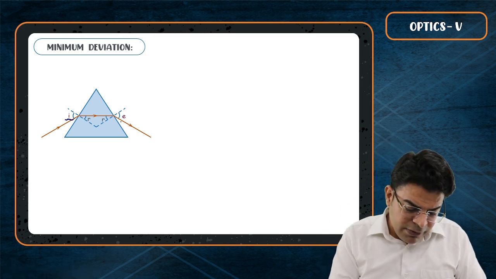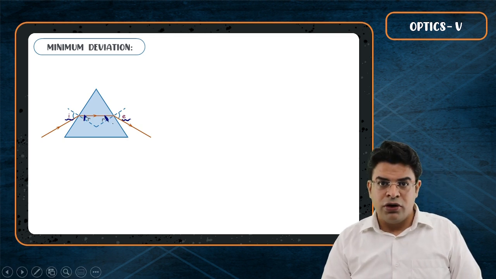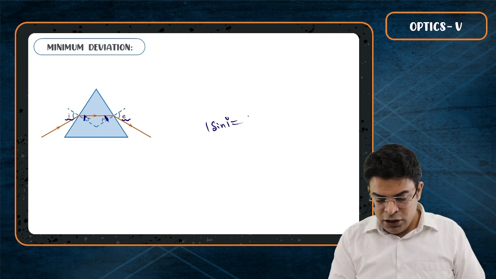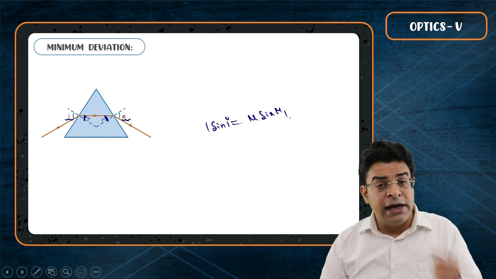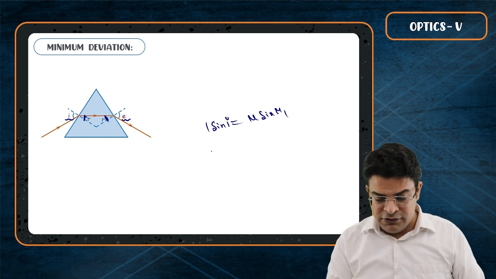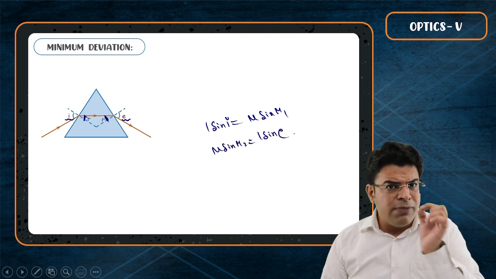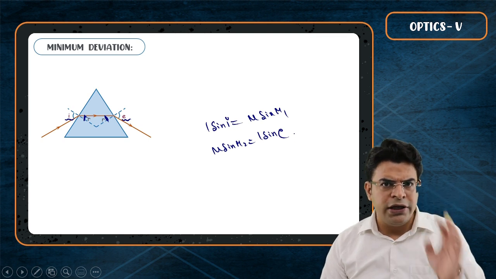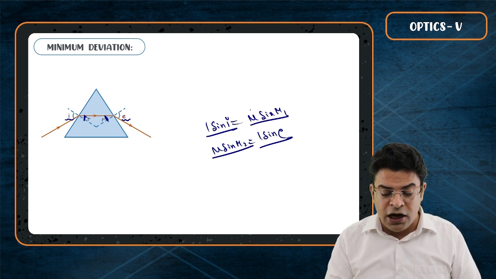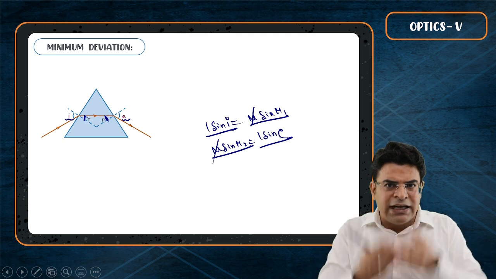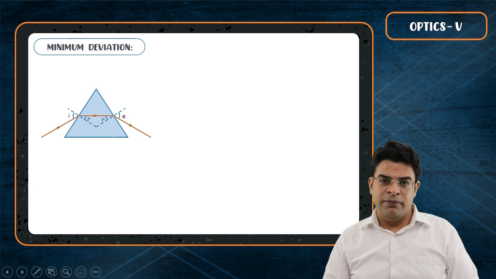Now beta, if I is equal to E, then R1 also has to be equal to R2, because I can say 1 sine I equals mu sine R1, applying Snell's law on the left surface, and then applying the same Snell's law on the right surface, I will say mu sine R2 equals 1 sine E. For minimum deviation, I has to be equal to E. So 1 sine I has to be the same as 1 sine E. Hence mu sine R1 has to be the same as mu sine R2. Mu gets cancelled. Sine R1 has to be the same as sine R2. Hence R1 has to be the same as R2, and that's why we have written both of them as R.